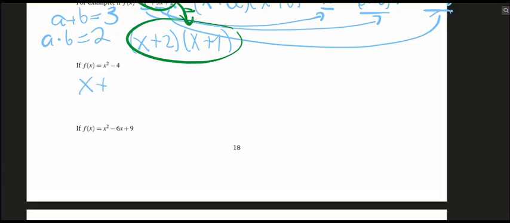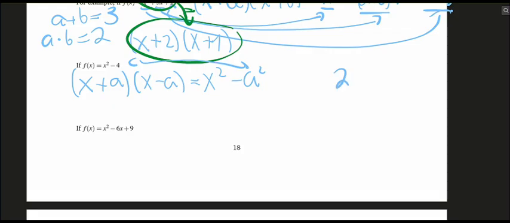Recall this identity from high school algebra. x plus a times x minus a is equal to x squared minus a squared. What number do you know that you can square and get 4? Well, that's 2. 2 squared is 4. So this thing factors to x plus 2 times x minus 2. Okay. What about this thing?